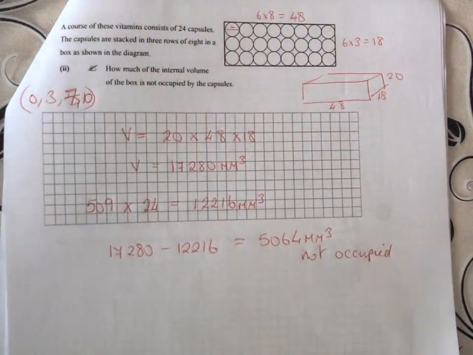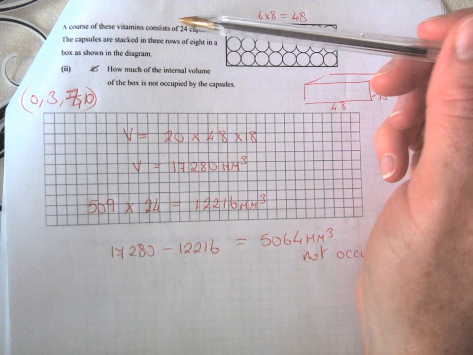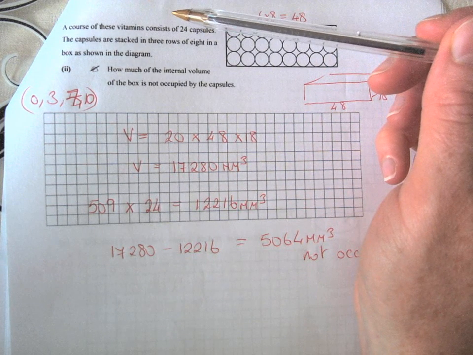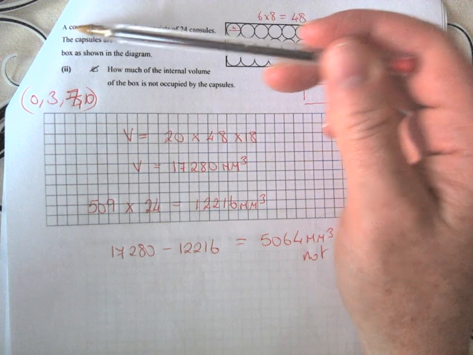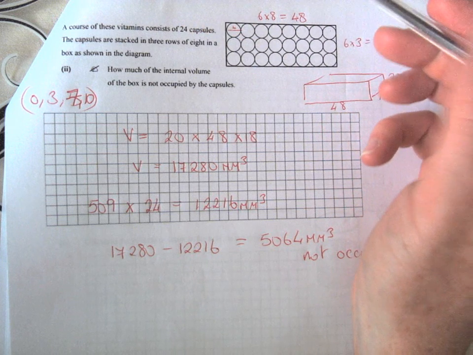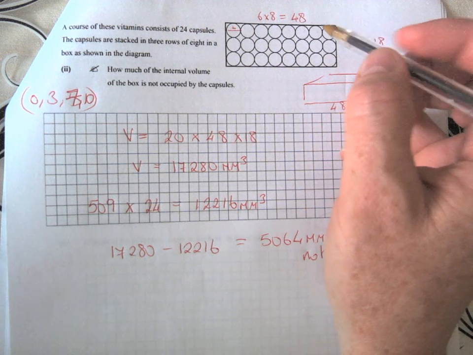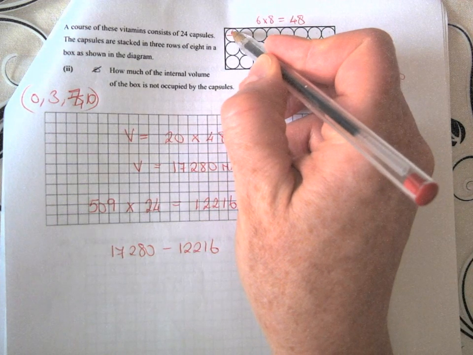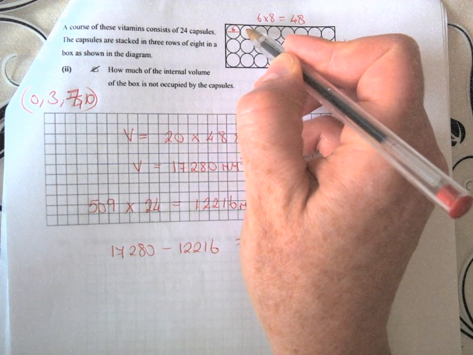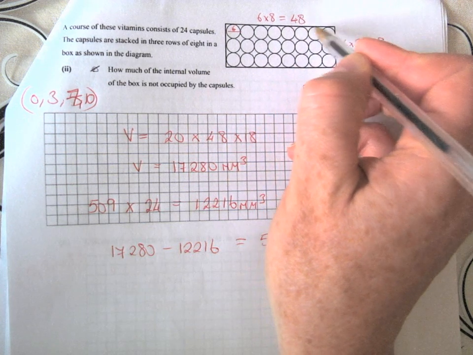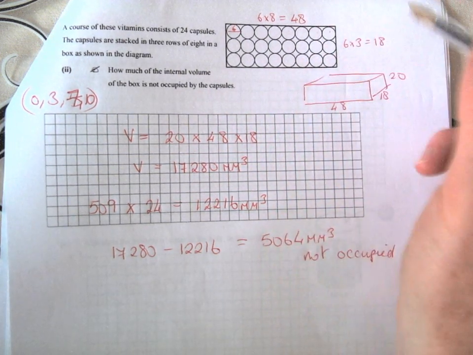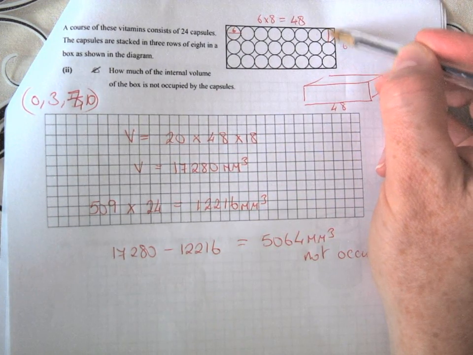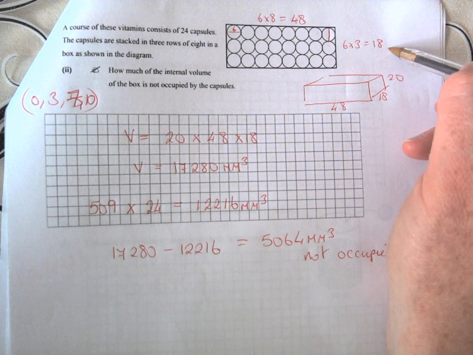Okay, so we're still on the same question. A course of these vitamins consists of 24 capsules. The capsules are stacked in 3 rows of 8 in a box as shown. Okay, so each of these is 6. So 6, you've 1, 2, 3, 4, 5, 6, 7, 8. So 6 by 8 is 48. And then again, it's 6 this way too. And you've 1, 2, 3. So 6 by 3 is 18.